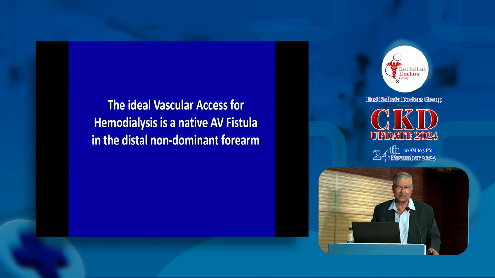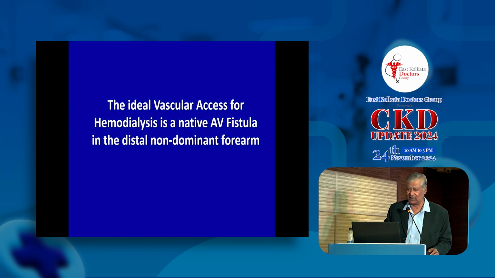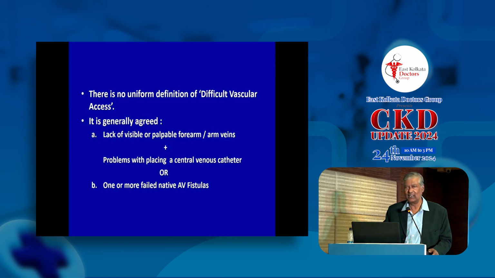Now, this is the most important message for everyone dealing with these patients: the ideal vascular access for hemodialysis is a native AV fistula in the distal non-dominant forearm. Unfortunately, this is very often not possible, or they fail. Now, there is no uniform definition of difficult vascular access. It is generally agreed that either lack of visible or palpable forearm or arm veins plus a problem with placing a central venous catheter would be a difficult access, or one or more failed native AV fistulas.